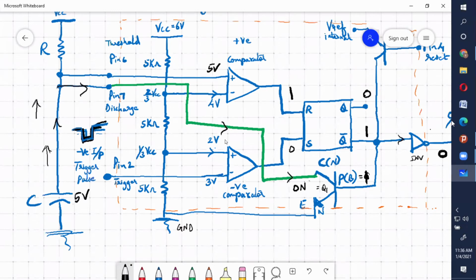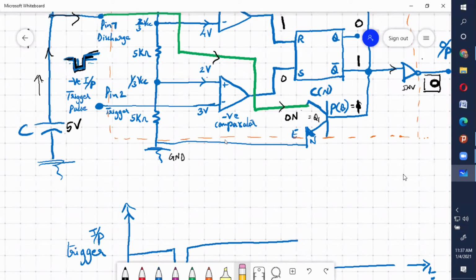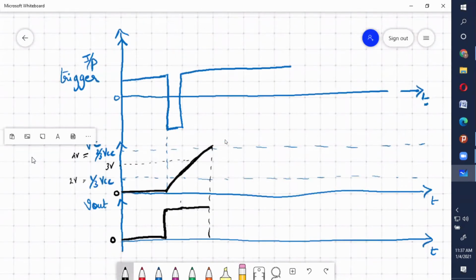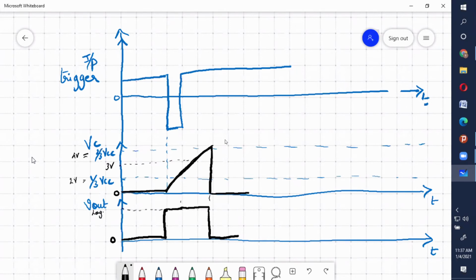Now, whenever your capacitor crosses 2/3, your output changes to what value here, students? 0. And your transistor Q1 gets on and capacitor also discharges. That is what we are going to write in this. Now capacitor will directly discharge to 0. And your output is what value, students? It is 0. Clear, students? Have you understood?